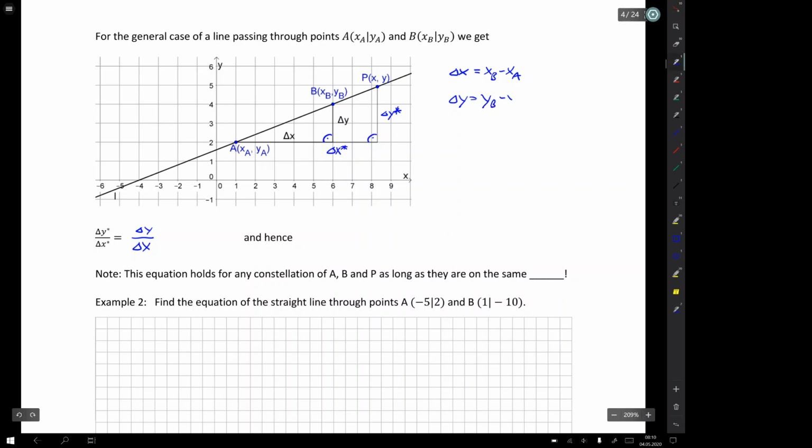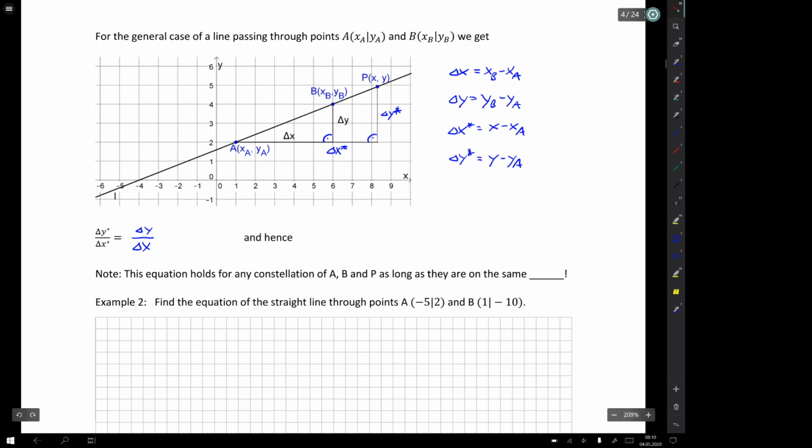Then we have delta x star and delta y star. Well, again, these are the differences. For delta x star, it's the difference between this x coordinate, which is exactly the x of P, and this x coordinate being the x of A. So I have x minus x A. And the same holds for delta y star, so I have y minus y A, this distance.